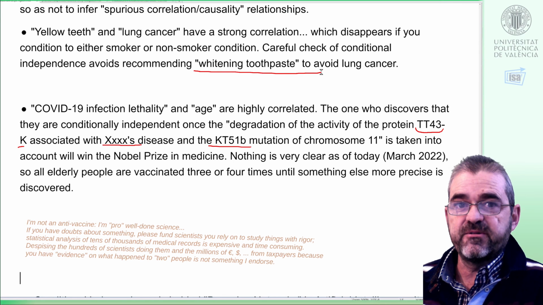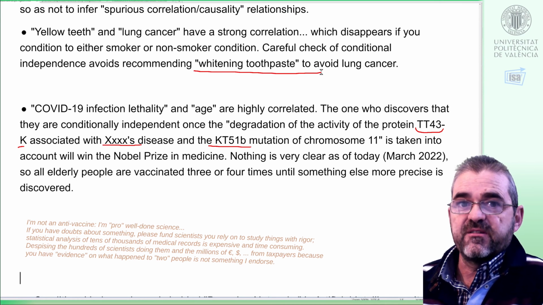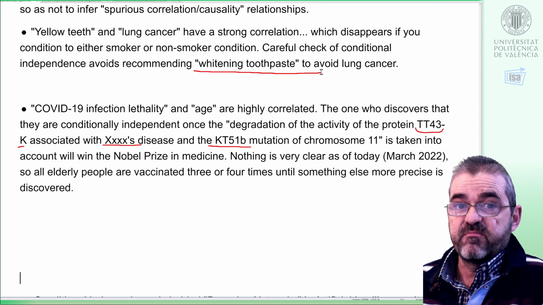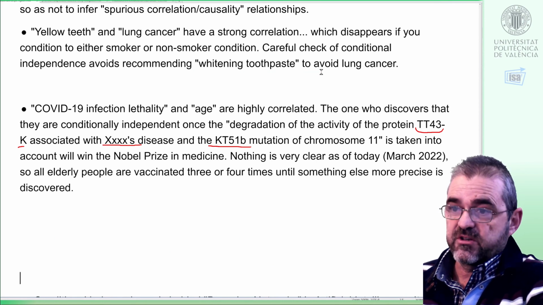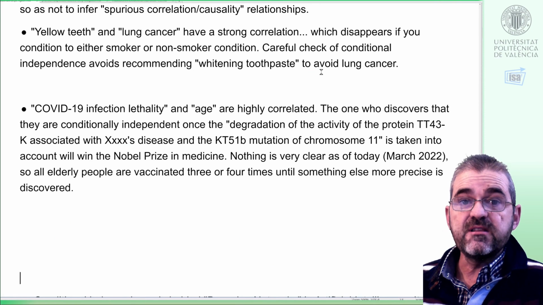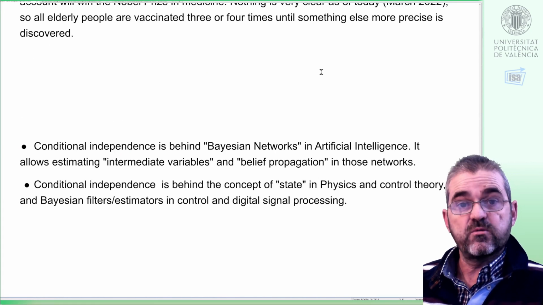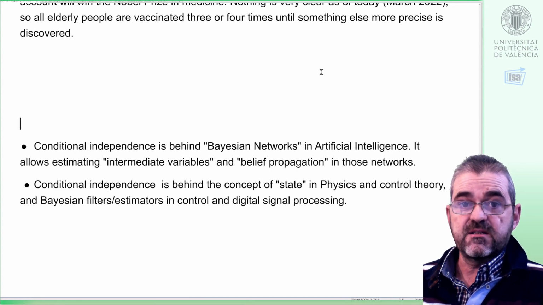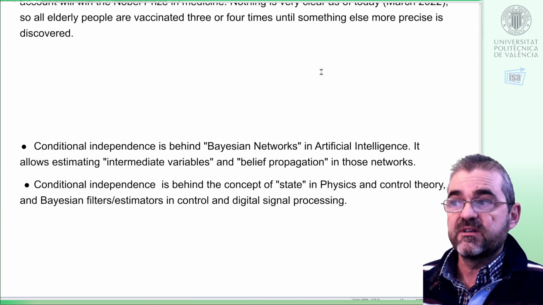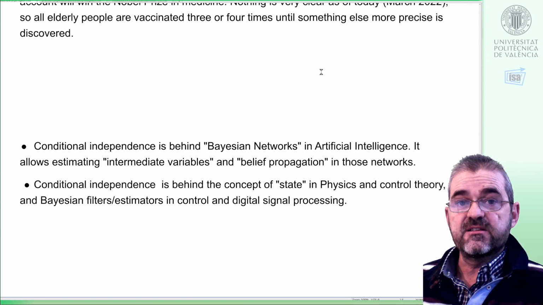That's what clinical trials are for. There are spurious correlations, just as the toothpaste stuff, and there are non-spurious ones, in the sense that vaccinating old people seems to have beneficial effects on lethality. So, as I said, conditional independence is at the heart of modern statistical treatment of scientific data. The importance of this idea is what led computer scientists to build Bayesian networks, which is the construction of complex probabilistic models. And conditional independence is also at the heart of the Markov hypothesis.